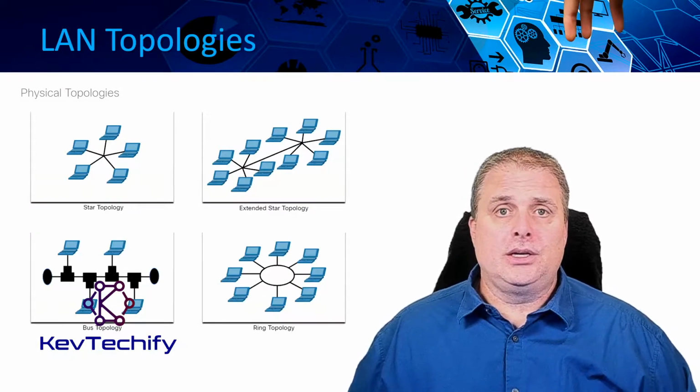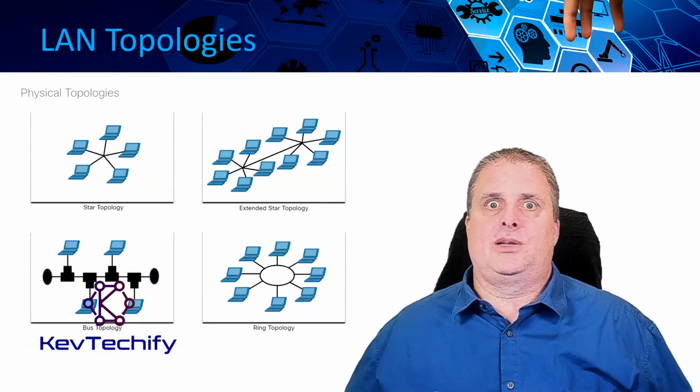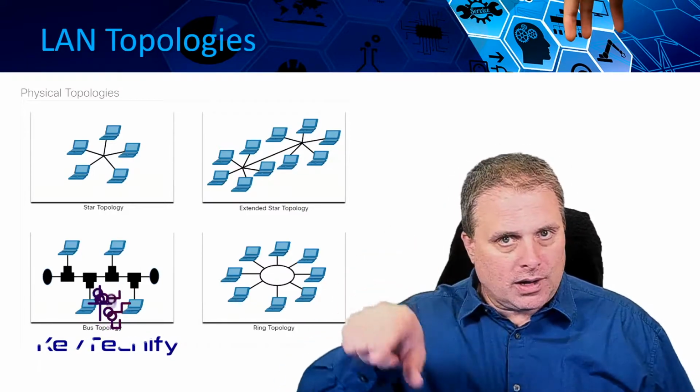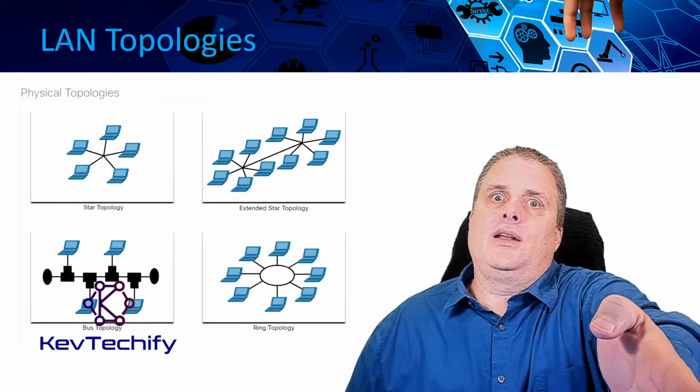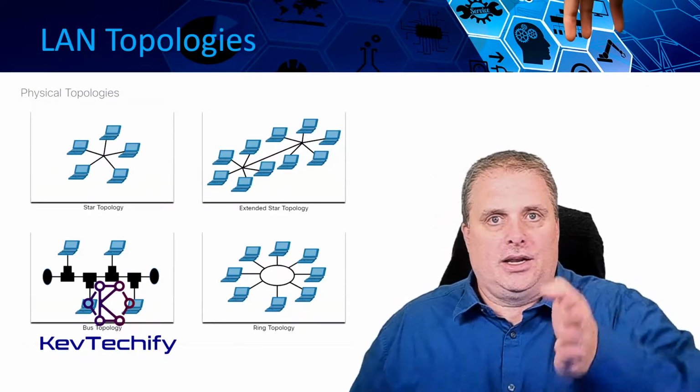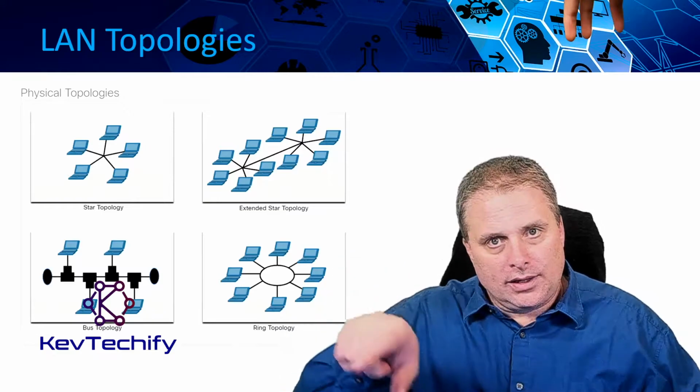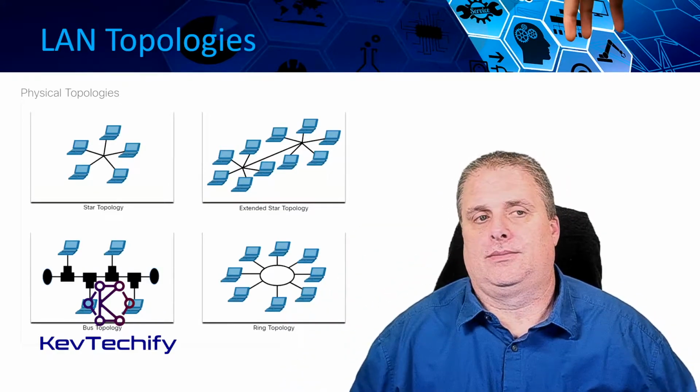Ring topology is kind of the same thing as the bus topology. It passes a token around, but that token goes in a ring. Bus topology, it goes forward to the end, and then it goes backwards to the end, and it just goes back and forth. Ring, that token gets passed around.